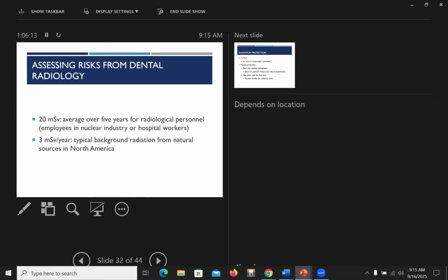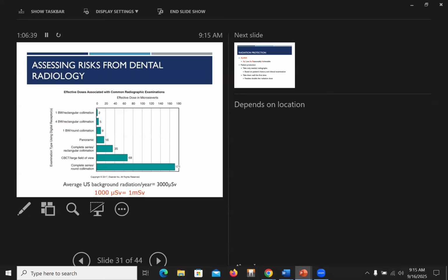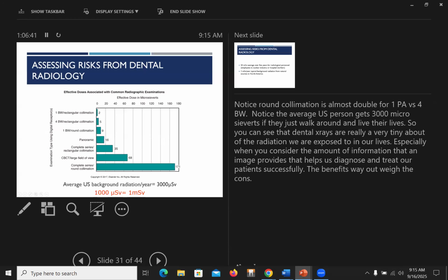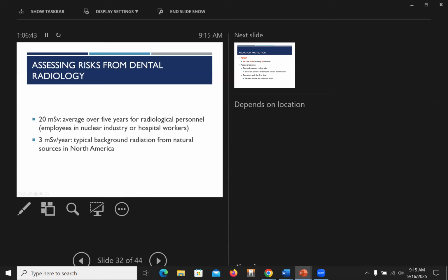Okay, what does this slide say? Assessing risk from dental radiology. So 20 millisieverts average over 5 years for radiological personnel, someone that works in the nuclear industry or a hospital worker, someone that's exposed to a higher dose. They're probably going to get around 20 millisieverts. I feel like that's not right. That doesn't make sense, micro. So that could be millisieverts. Okay.